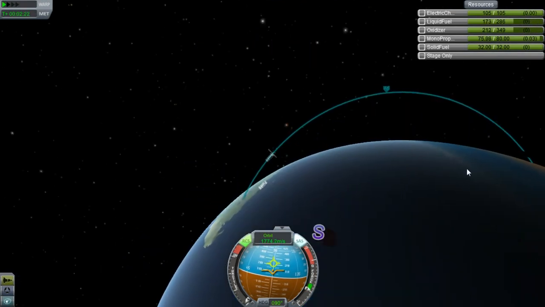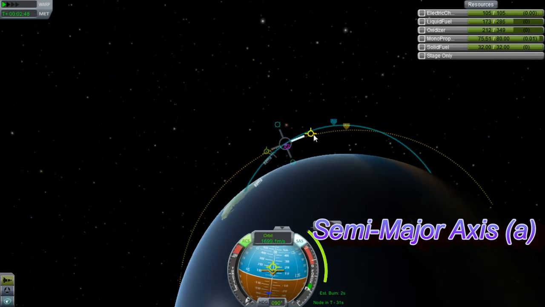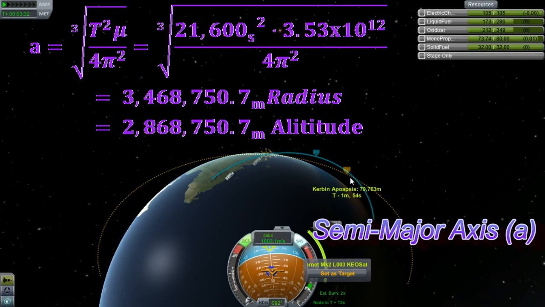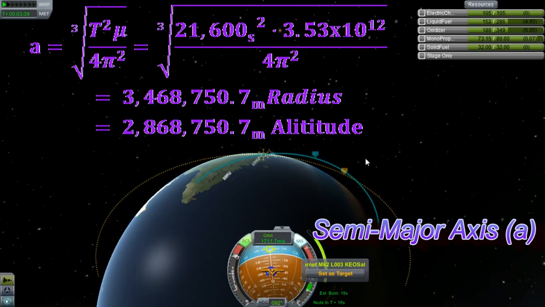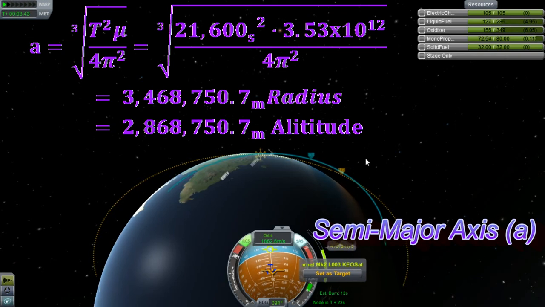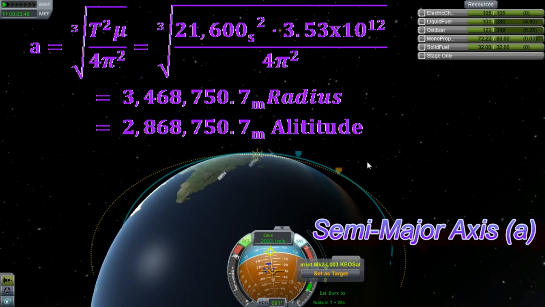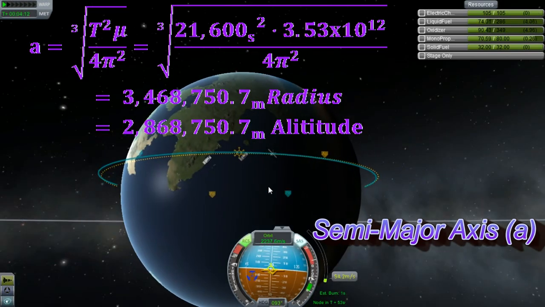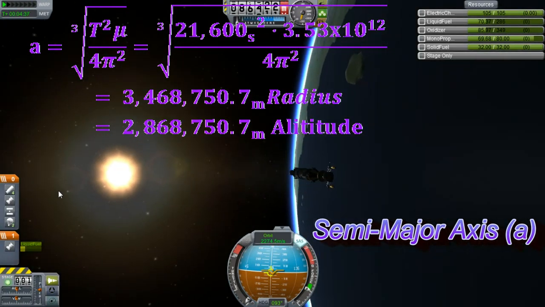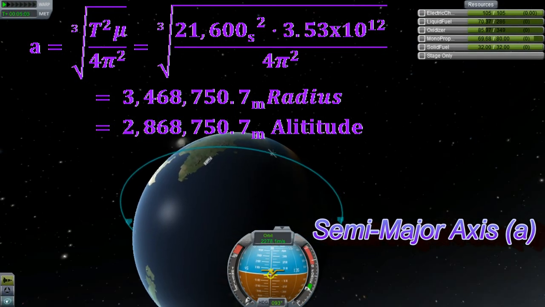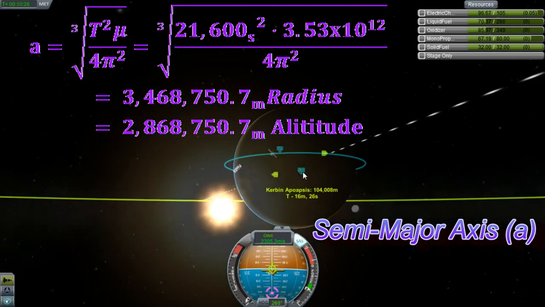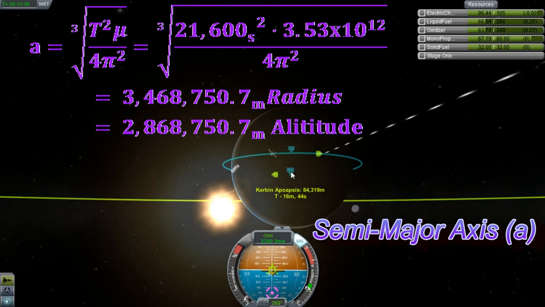Throttle down. Roger. Now let's reverse the problem and determine what period we want and find out what altitude we need. So for KEO-synchronous orbit, we need an orbital period of 6 hours, same as the Kerbin day, which is 21,600 seconds. And we readjust the formula to enter the time squared times the gravitational parameter divided by 4 pi squared, and take the cube root of all of that, and voila! We need a semi-major axis of almost 3,469 kilometers, which translates to an altitude of just shy of 2,869 kilometers.